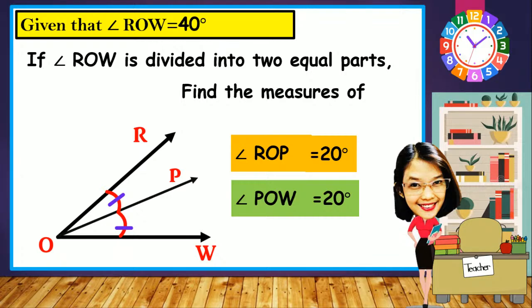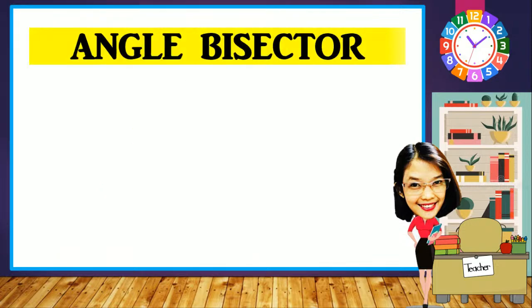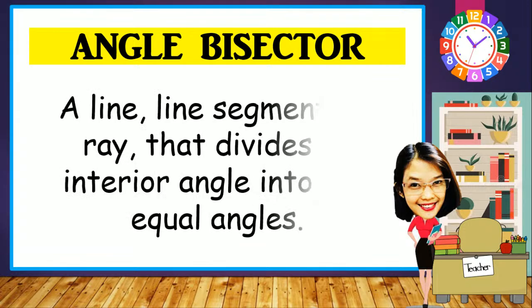that's correct. Your answers are correct. As you observe, from our examples, both angles were divided into two equal parts. And that is what angle bisector is all about. Where, if we define angle bisector, it is a line segment, or ray that divides an interior angle into two equal angles.